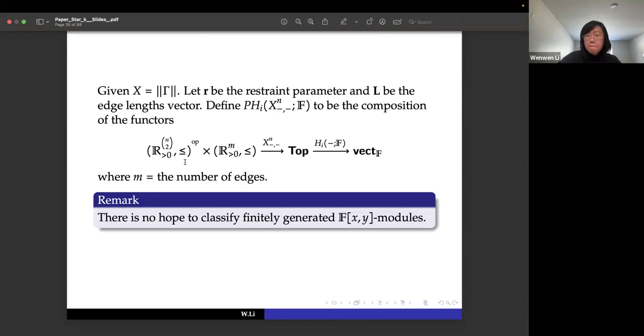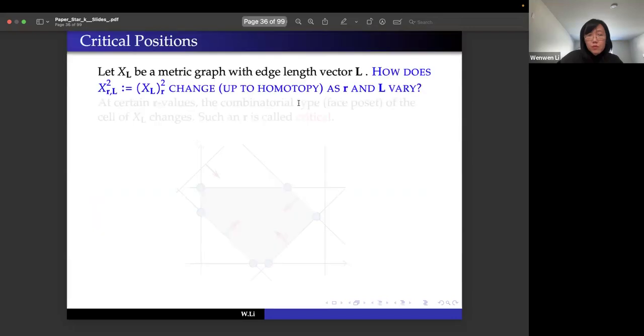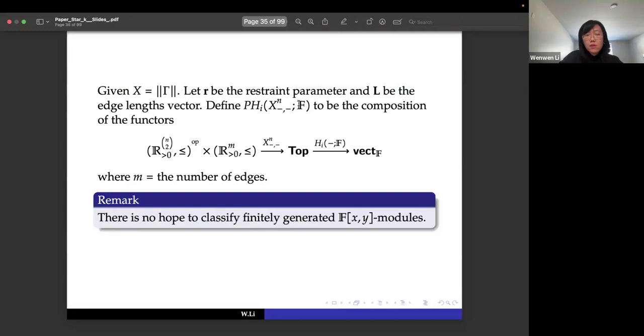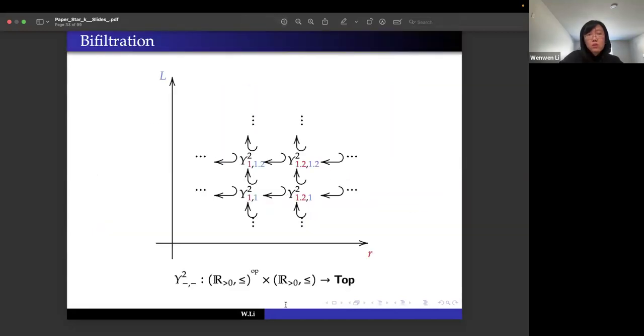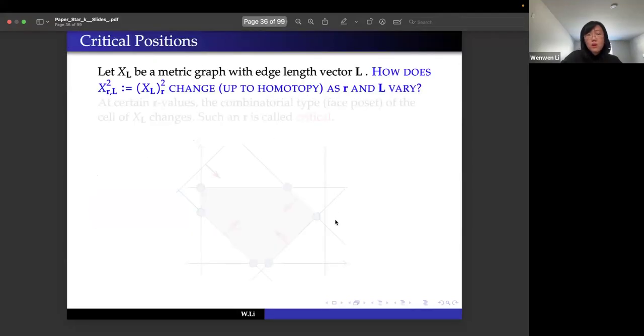Okay, so let's move on. Here's our approach. We want to simplify the computation as much as possible, because if we go back to this bifiltration, this functor, the indexing set is uncountable. So we want to figure out how the second configuration space with those two parameters changes up to homotopy when we change this parameter R and the edge length vector L.